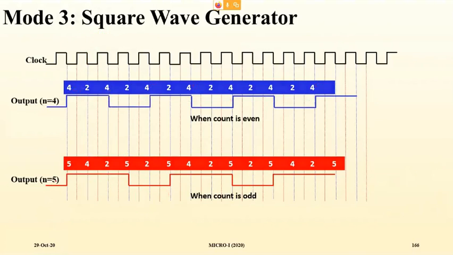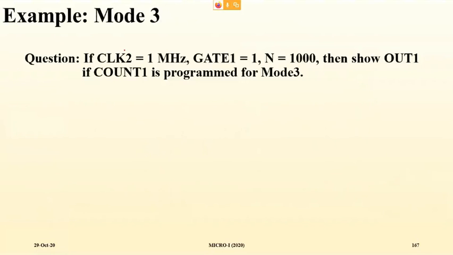Now take an example of mode 3. Suppose clock 2 is 1 megahertz, gate is activated, and count is 1000. Then draw the out 1, the output of the clock out. No, it should be clock 1, because here counter 1 is being used, so this should be clock 1, gate 1, out 1, counter 1. Mistake here.